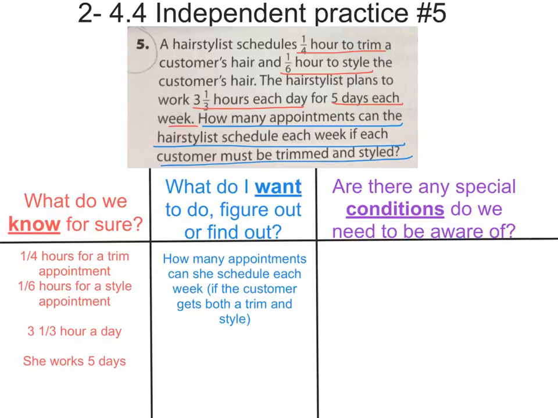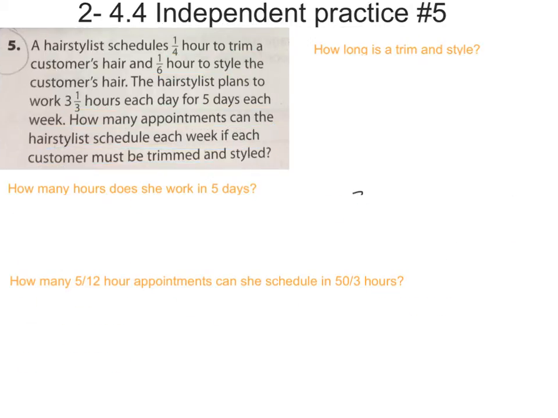We also need to be aware of a few conditions. There's only one question to answer, but we might need to use multiple steps since there's so many numbers, and we need to be aware of the fraction rules since this is a fraction problem. So let's try to think of all the different steps that we need. I kind of broke it up into 3 different ideas. We need to know, since the customer is going to be both trimmed and styled, I'm going to need to know how long a trim and style takes. So let's try to figure that out.